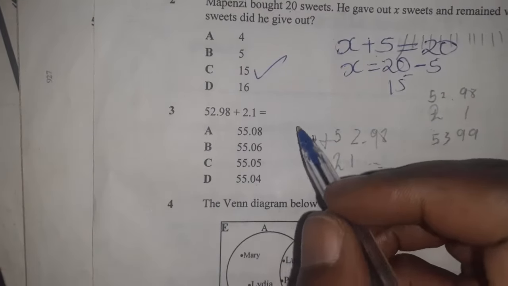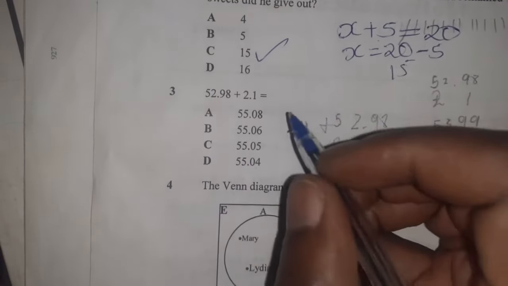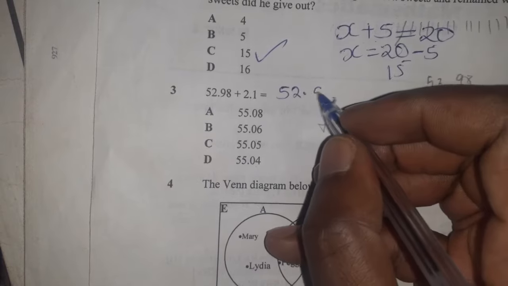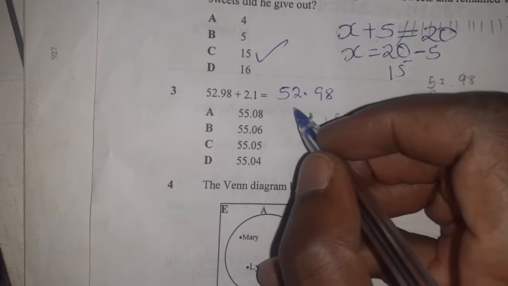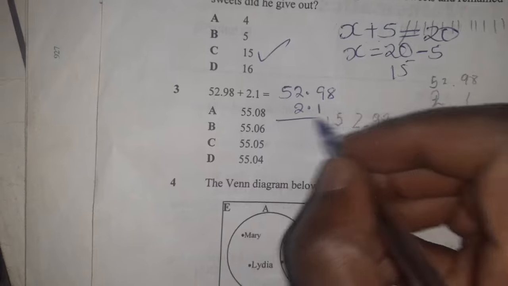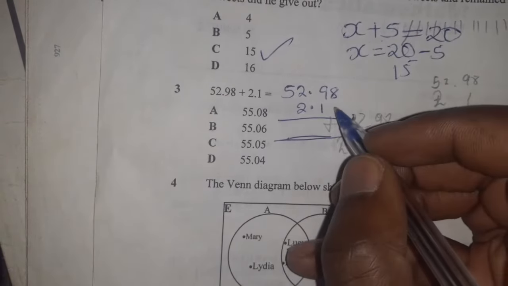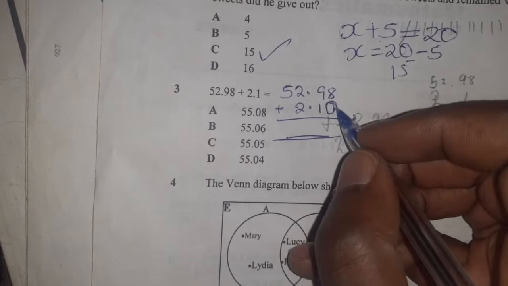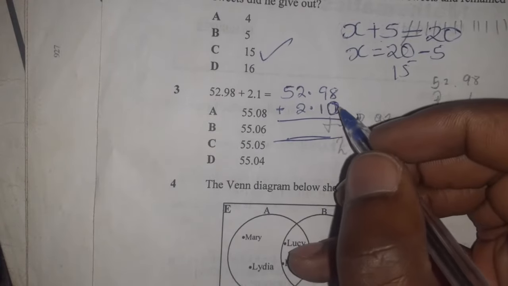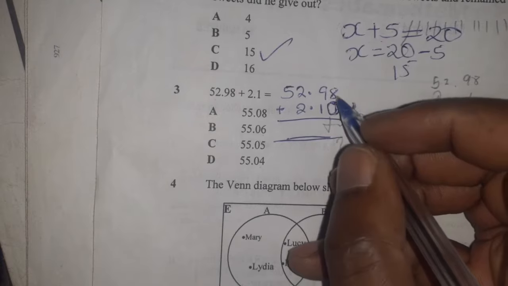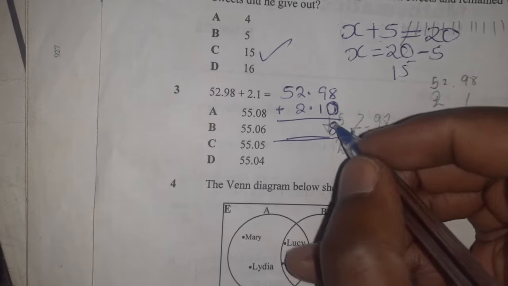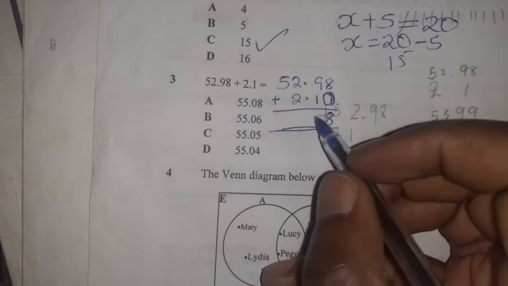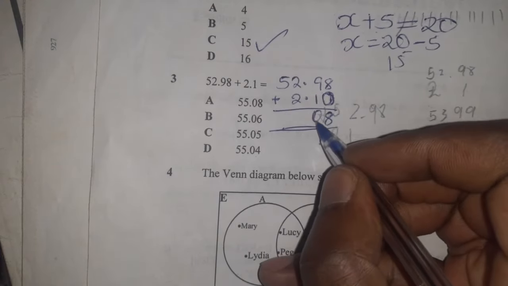Come to question 3. Pay attention. Now here we are dealing with decimal numbers. We need to add 98 plus 2.1. We can put a 0 here just to hold the place. Okay, let's add. What do we get here? We're going to get 8. This is going to give us 0.